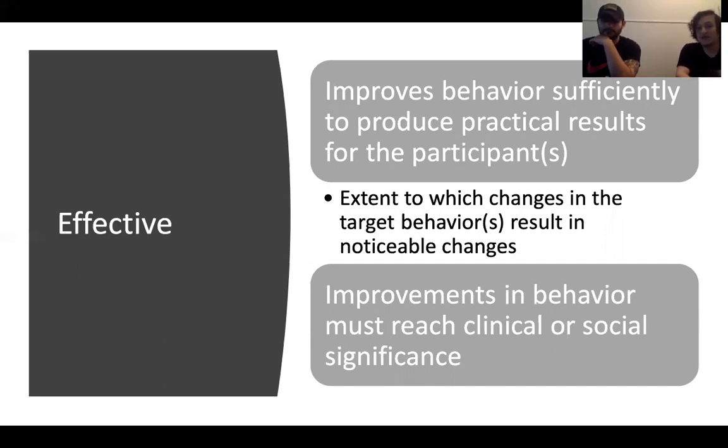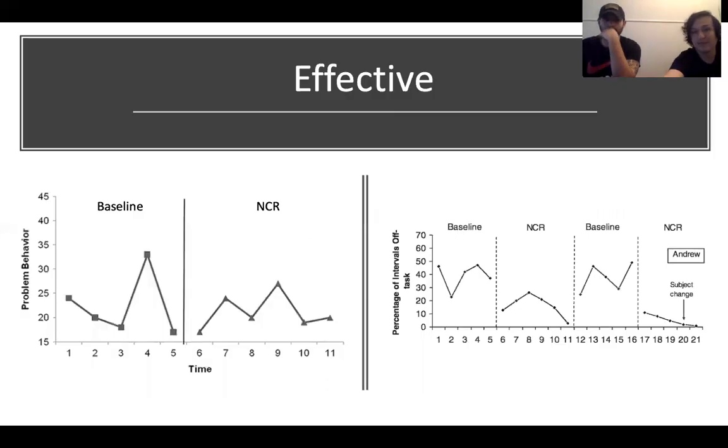So if we are effective, we're basically saying that the improvements of behavior have reached some kind of clinical or social level of significance. So let's look at the graph on the left. We have the amount of time on the x-axis, we have the problem behavior on the y-axis. We have two conditions: baseline and intervention, which here is non-contingent reinforcement. Would you consider that a meaningful change, or a practical meaningful change?